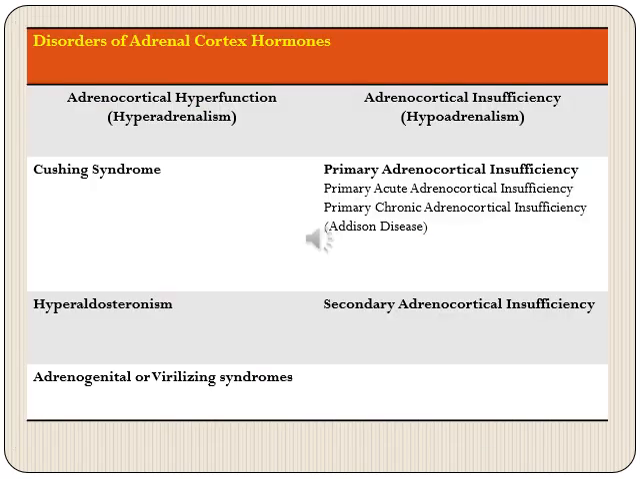Starting with disorders of adrenal cortex hormones, we can have either hyperadrenalism or hypoadrenalism. Hyperadrenalism can further be Cushing syndrome, where there is an increased amount of glucocorticoids, or we can have hyperaldosteronism where we have an increased amount of mineralocorticoids, and finally we can have adrenogenital or virilizing syndromes where we have an increased quantity of sex steroids.